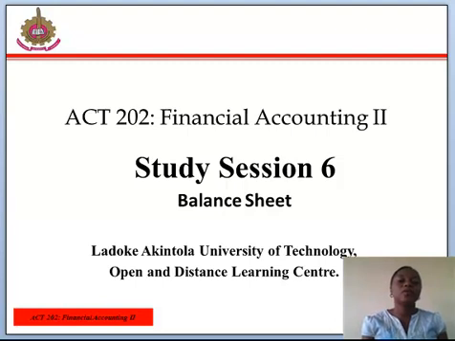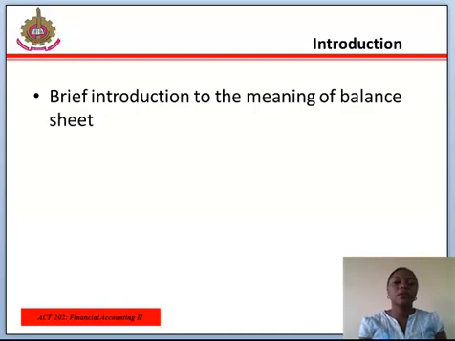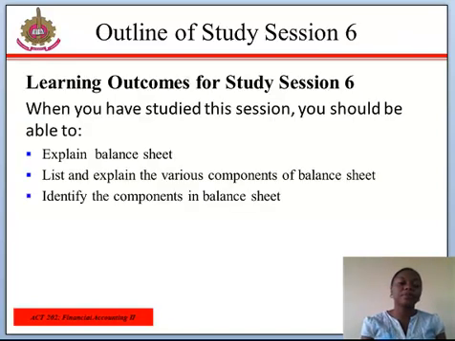This is ACT 202 Financial Accounting 2, Study Session 6, that is Balance Sheet. After a business has been set up, there is need to know the financial position or the status of such business from time to time, such as how much profit or loss is being made, what are the assets and what are the liabilities, and so on and so forth, in order to have the necessary information to assess the company's financial position. Some necessary documentation is required, and this documented information is called the balance sheet.